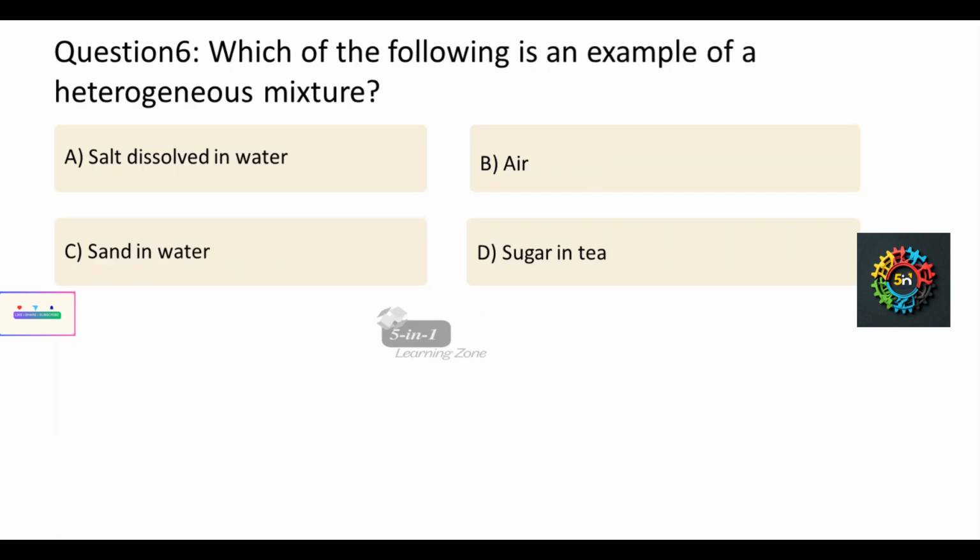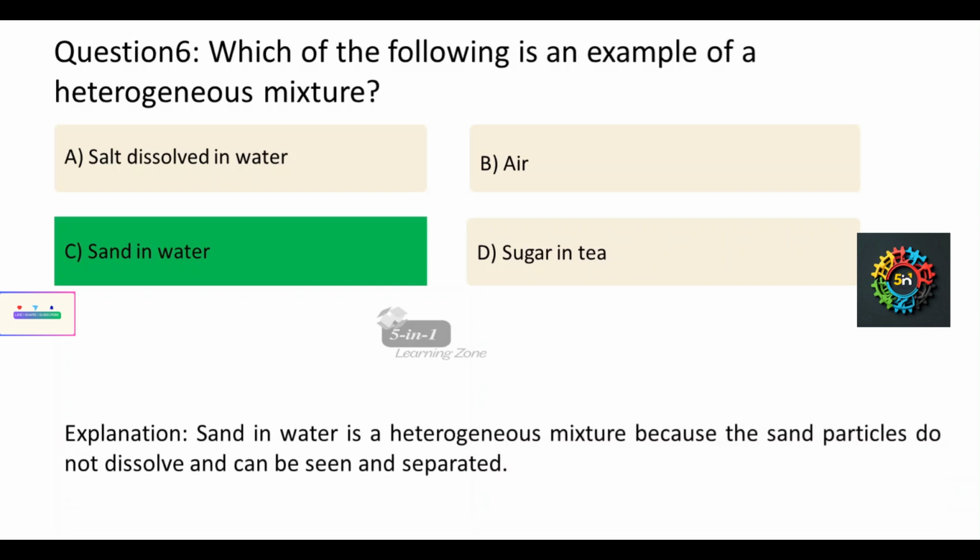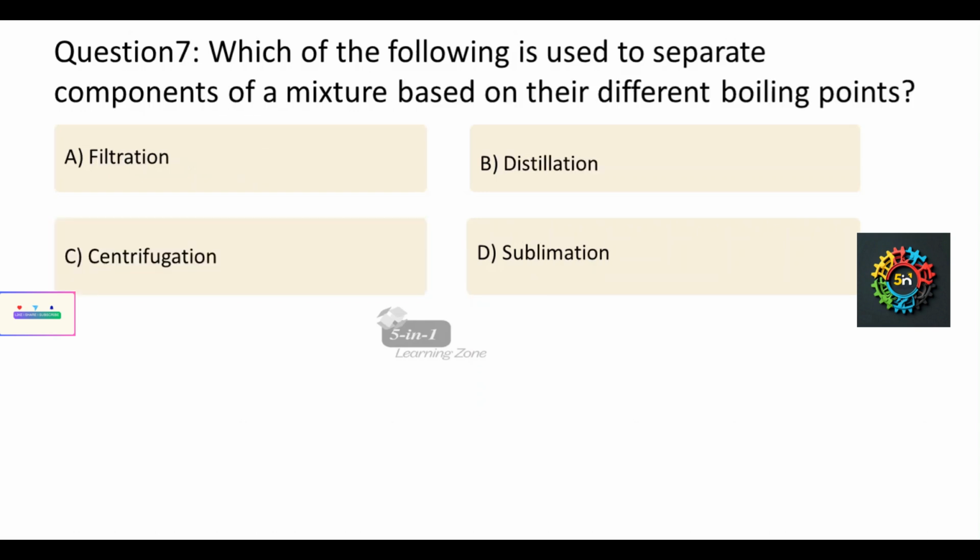Question 6. Which of the following is an example of a heterogeneous mixture? Correct answer: C. Sand in water. Explanation: Sand in water is a heterogeneous mixture because the sand particles do not dissolve and can be seen and separated.